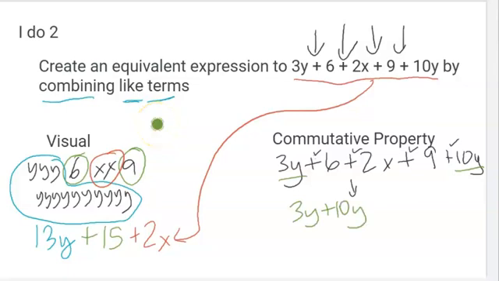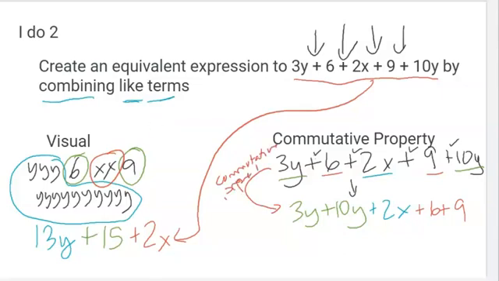Notice I'm just rearranging my terms. Then I'm going to put the x's together. There's only one set. And I'm going to put the numbers together. There's 2. And you'll notice I just rewrote it the same way. Doing that is called using the commutative property.